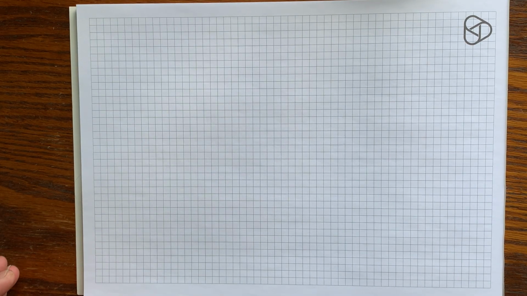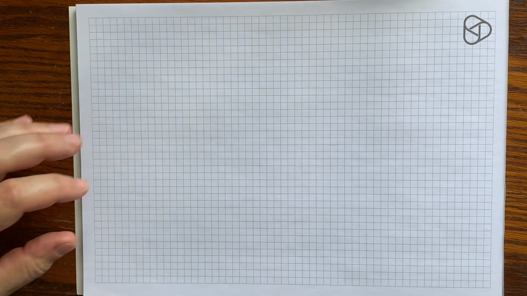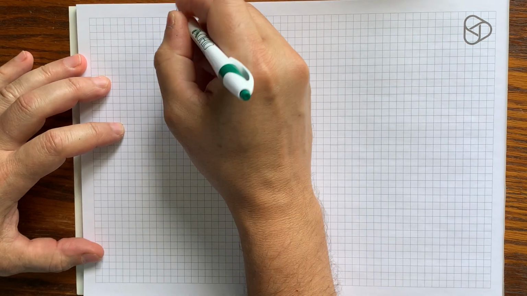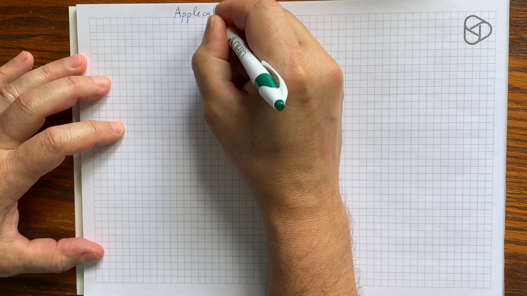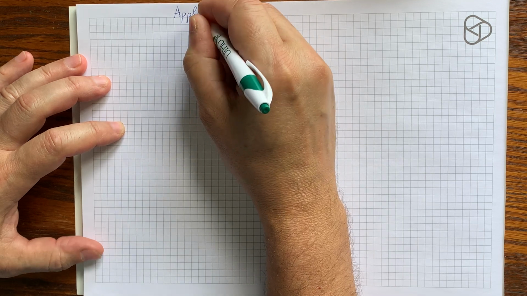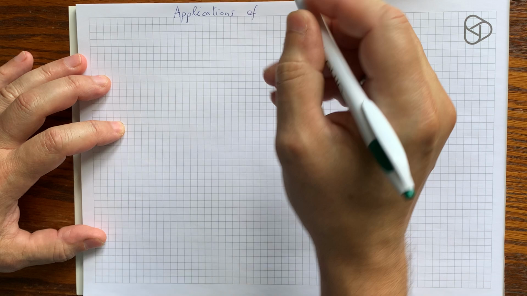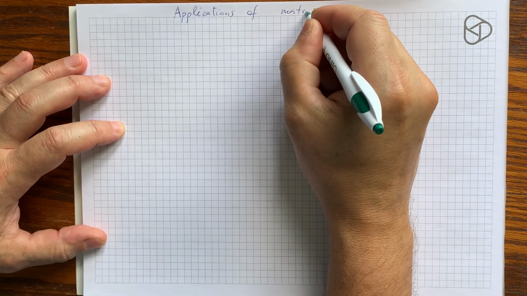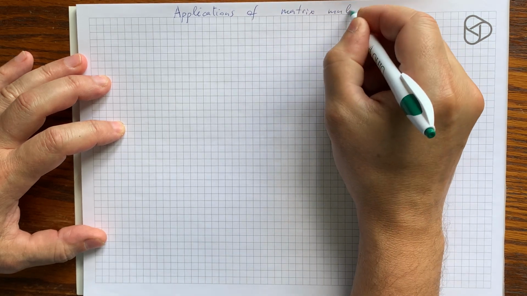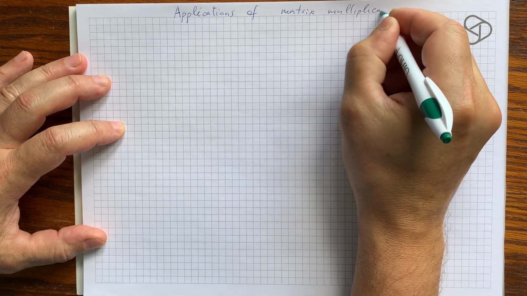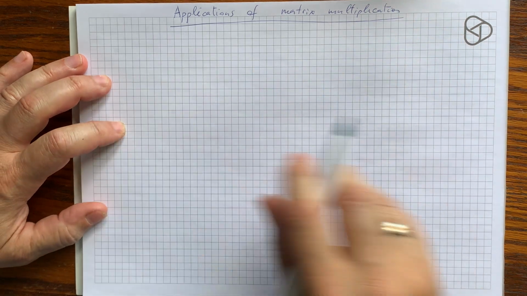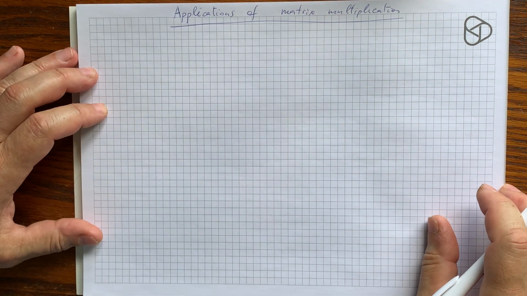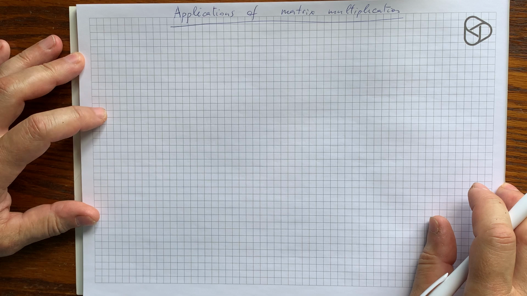Hello. Here we'll look at an example of matrix multiplication appearing in a seemingly unrelated mathematical domain.